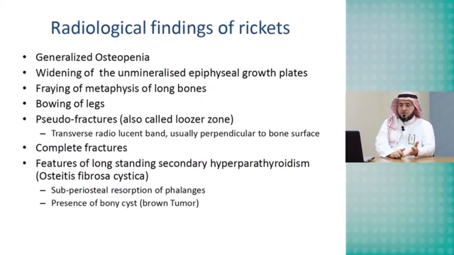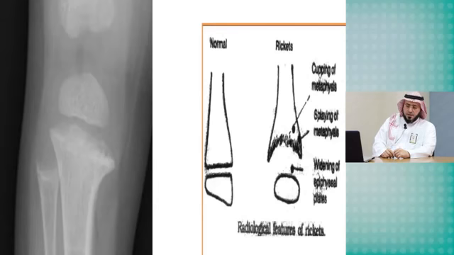Yes, I will be having generalized osteopenia. In the X-ray, there will be widening of the epiphyseal growth plates. We might have fractures of the bone. We might have a greenstick fracture, which is called a pseudofracture. We might have a bowing of the bone itself in the X-ray. We might have something called osteitis fibrosa cystica if this rickets is chronic, and there will be a tertiary hyperparathyroidism.